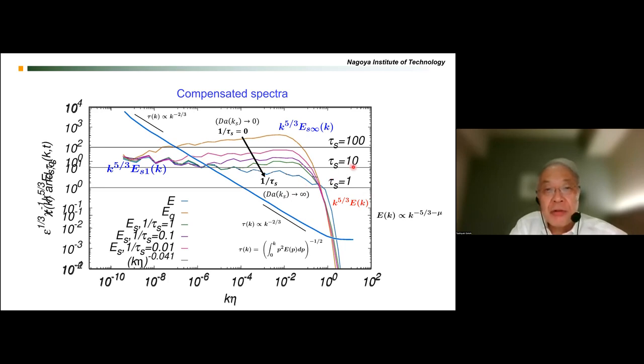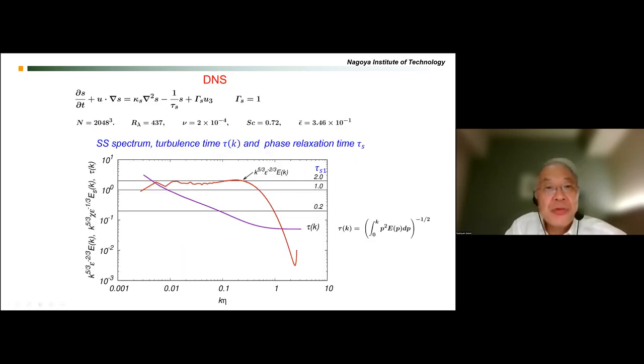Or tau s equal 10, this line crosses here with the tau k. Again, this line leaves the kinetic energy spectra and aligned in parallel to the passive scalar. So this observation seems to be consistent with the previous physics in theory. The same is true for the passive DNS, but the wave number range is very limited in some way.